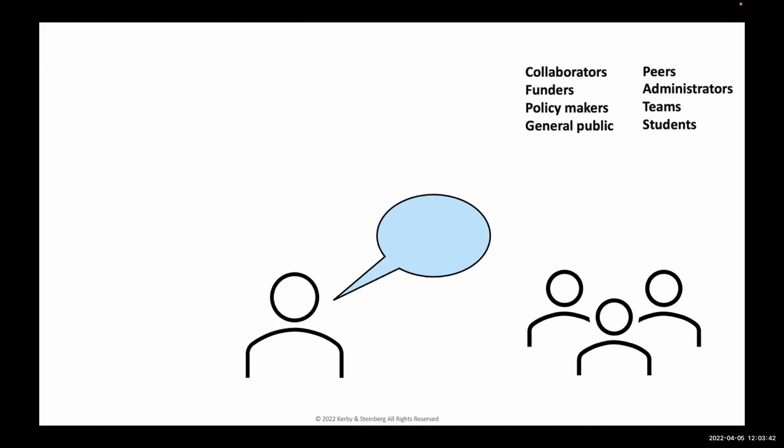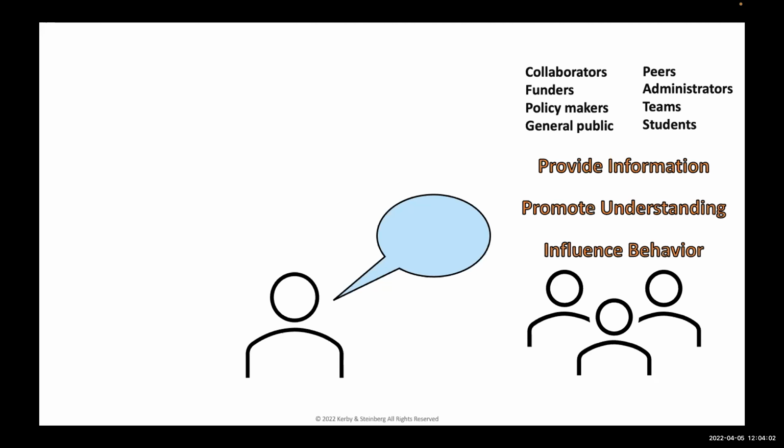We might have a whole variety of goals, but those goals pretty much fall into three categories. They are to provide information, to promote understanding of what it is we're talking about, and ultimately to influence the behavior of our audience in a way that we want. And those three things are actually related. You can't influence someone's behavior unless you get them to understand, and you can't get them to understand unless you provide information.